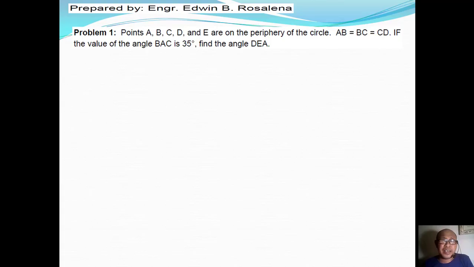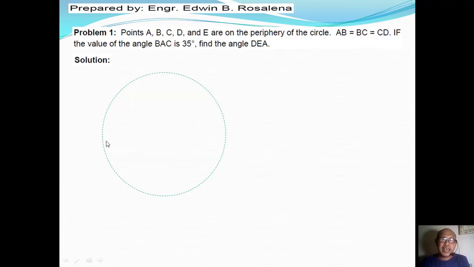So we have here points on the periphery or the circumference of the circle. Okay, so start, no? Draw. So you have the circle and then you have points A, B, C, D, and E. 5 points, no? Then stated here, AB equal to BC equal to CD.